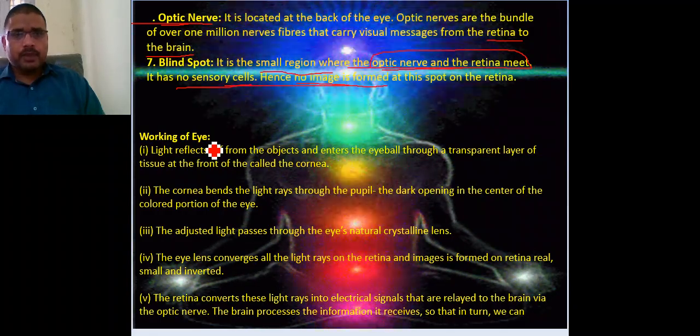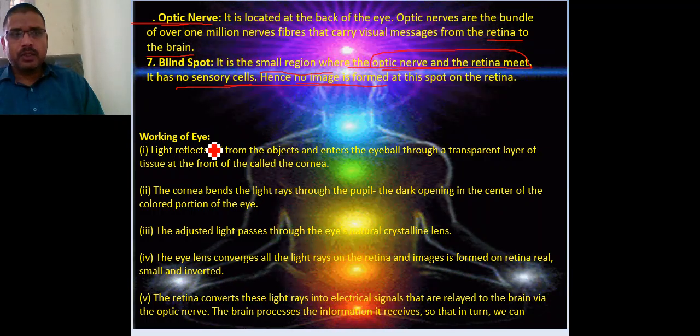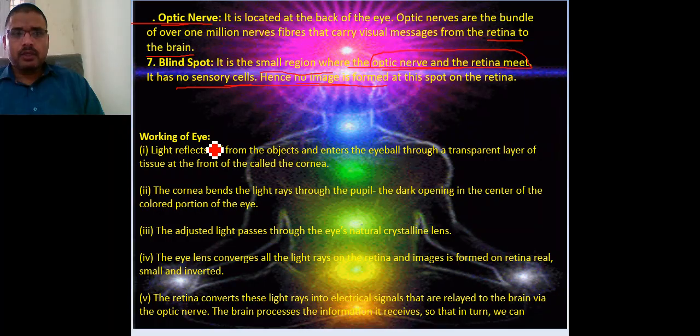Now, after this, there is an optic nerve. The optic nerve plays the important role of sending a message to the brain, and the brain captures that information and converts it into the original form of the object. So by this we can see any kind of object with our eyes. So that is all about the human eye.